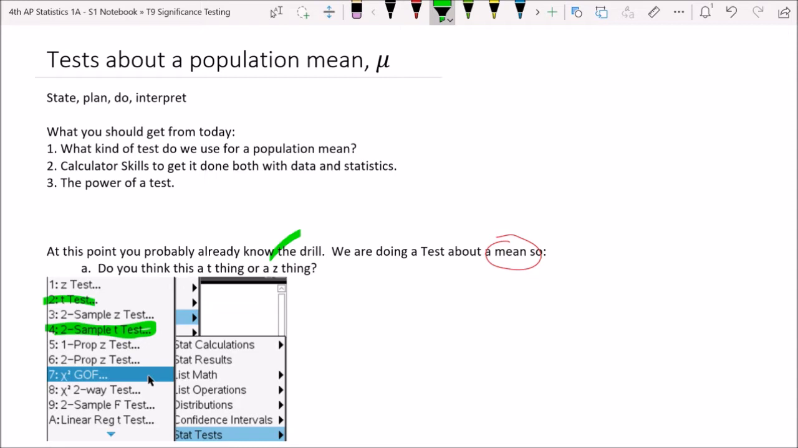Okay, so what it comes down to is you have to look and see, do I have one sample or do I have two? If it's one sample, it's a regular t-test. If you took two samples and you're comparing them to one another, then it's a two-sample t-test.